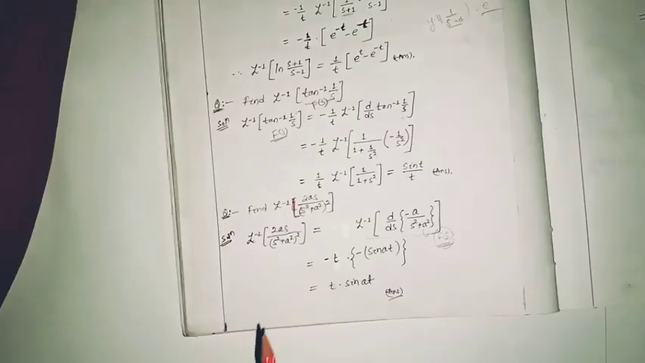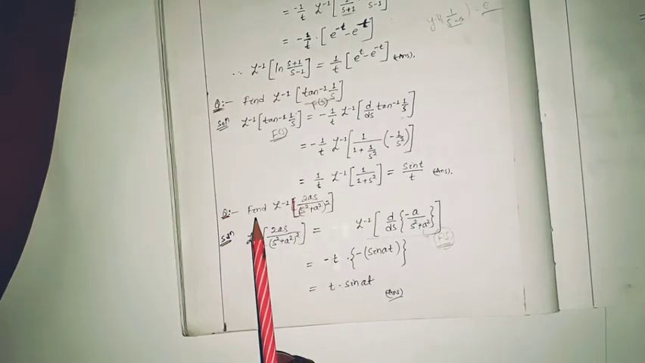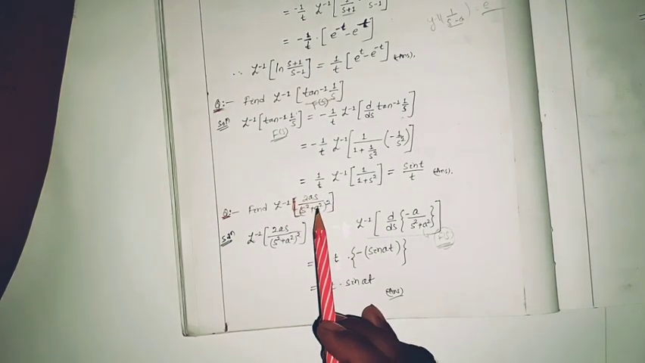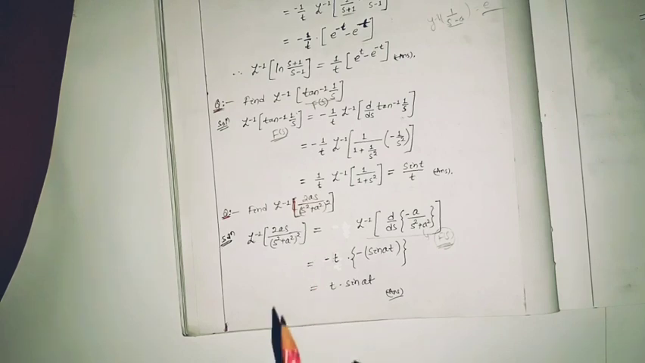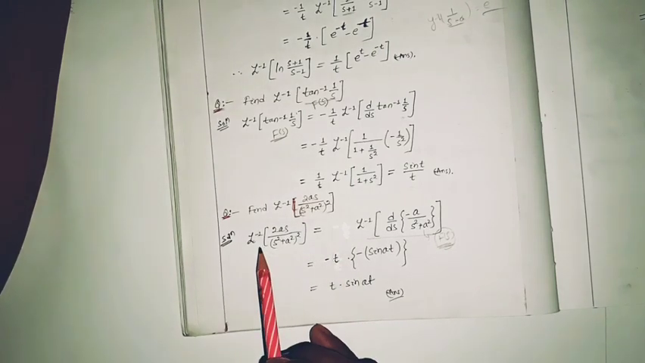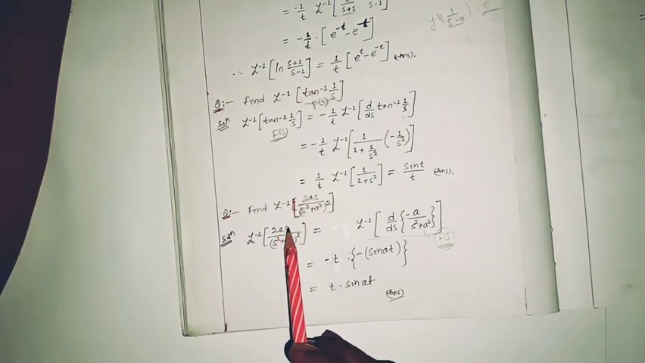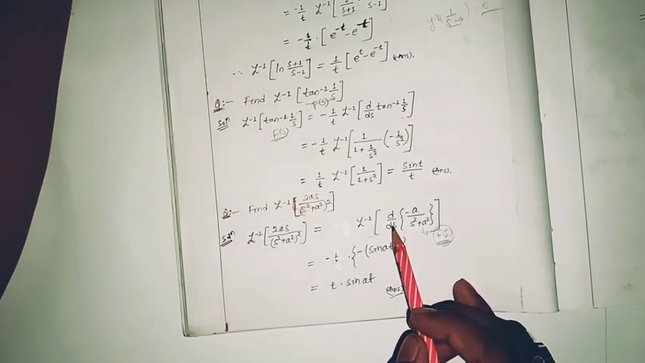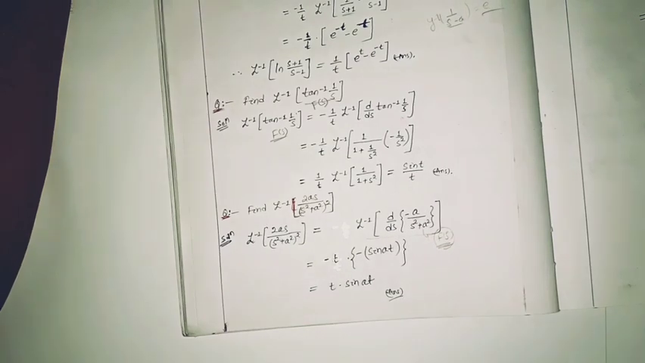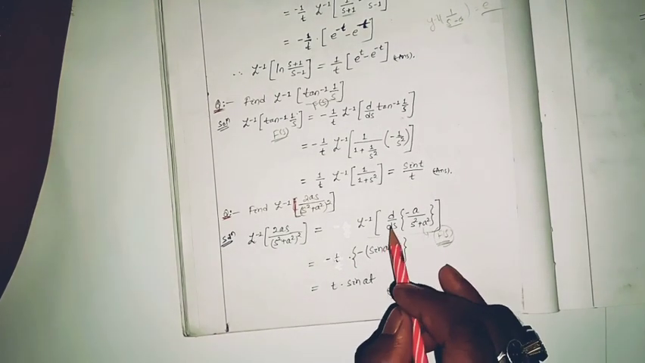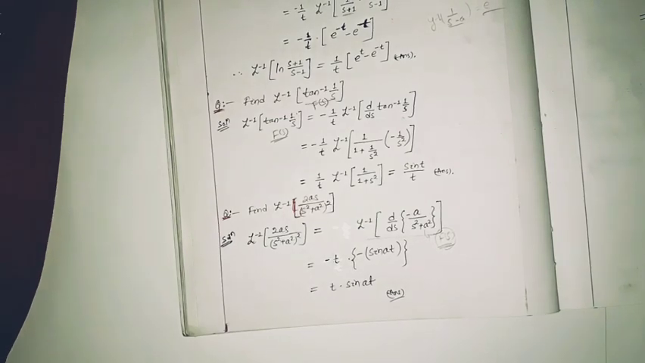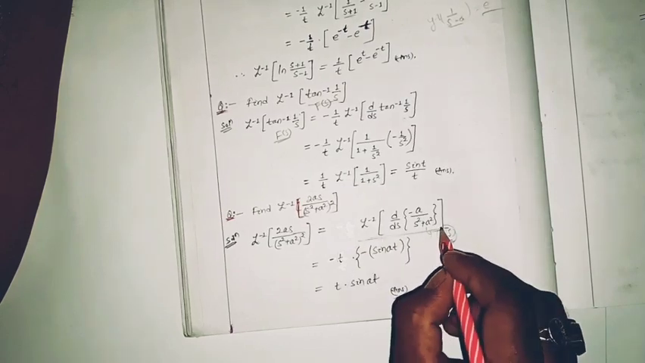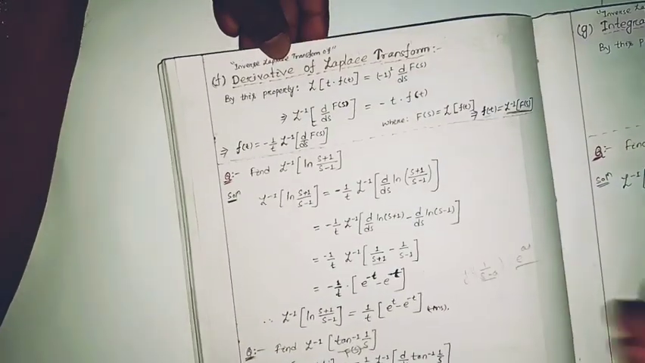Now the next question is to find the inverse Laplace transform of 2as by s squared plus a squared, whole squared. This question is solved with a different technique, so watch carefully. The term 2as by s squared plus a squared, whole squared, can be written as the derivative of minus a by s squared plus a squared with respect to s. Now I am going to compare this inverse Laplace transform with the earlier one.